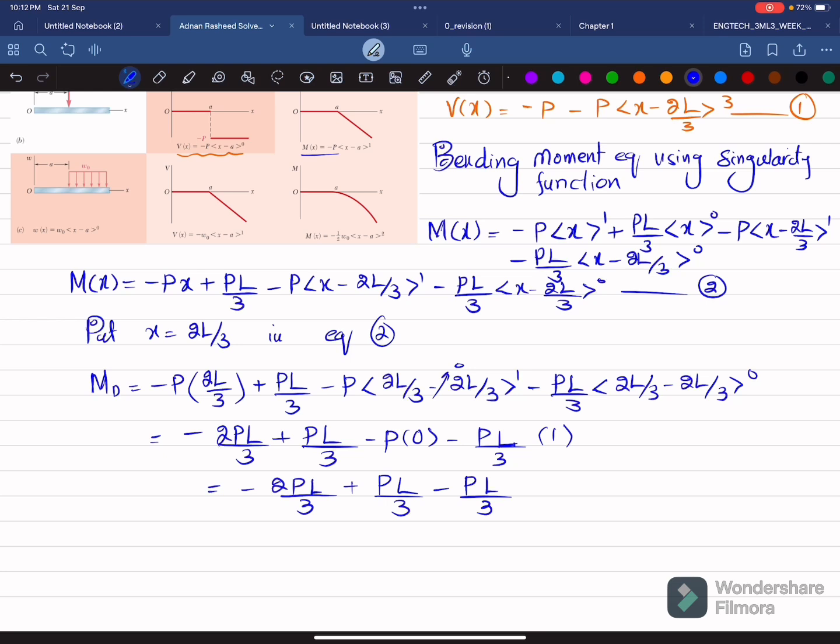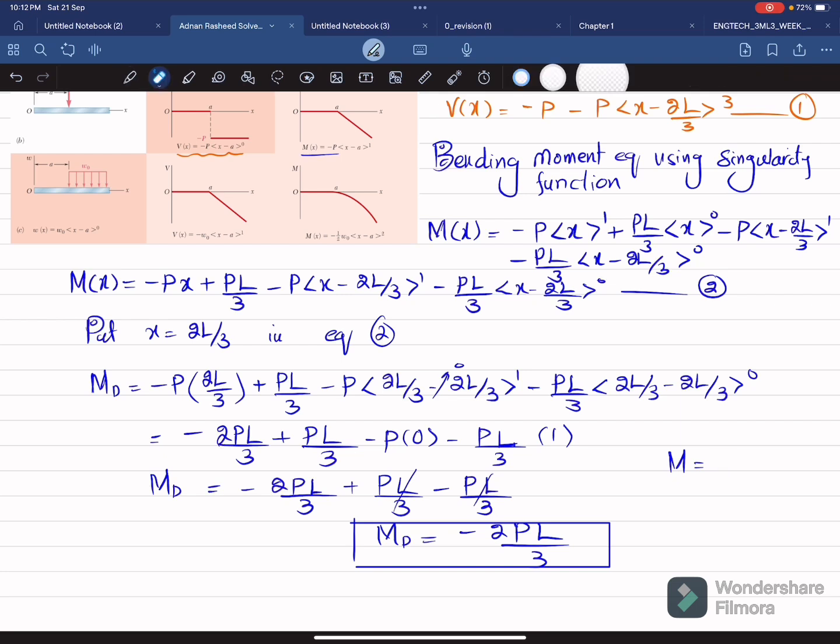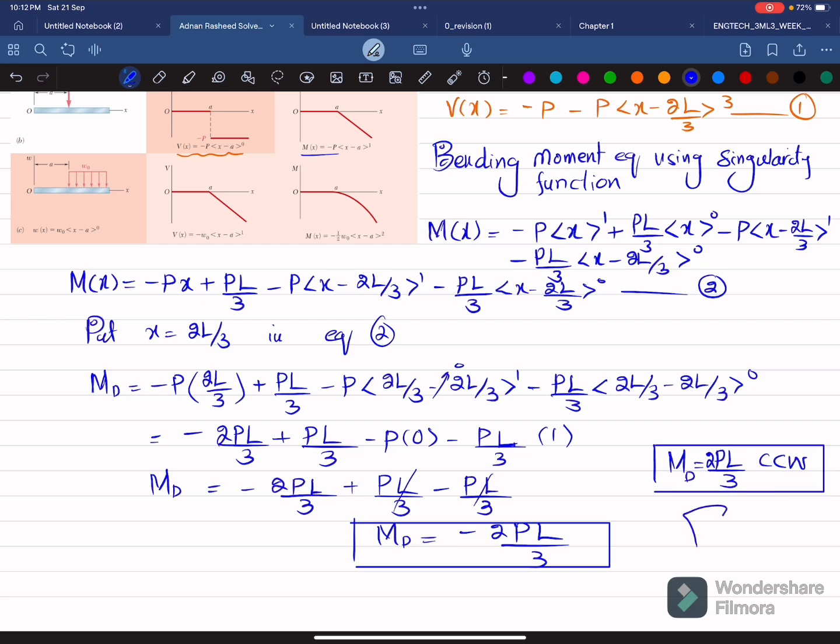Okay. So you can see these two can cancel with each other. So moment about point D will be equal to minus 2PL divided by 3. Or you can say that this moment is equal to 2PL divided by 3, and that will be counterclockwise, if you want to remove the minus. This is the moment at point D. And this is the answer of this question.